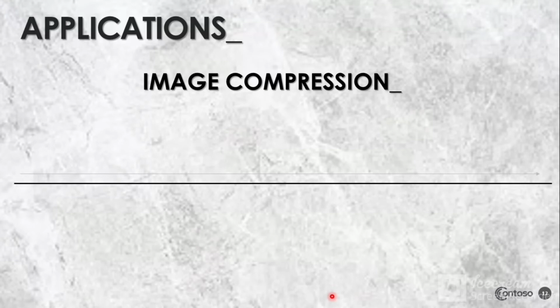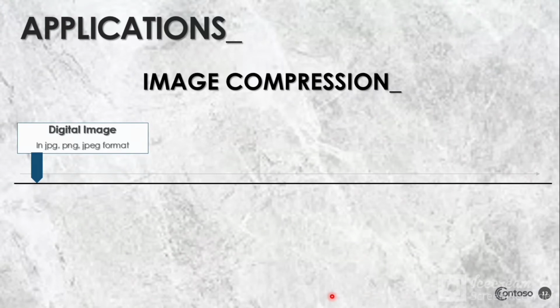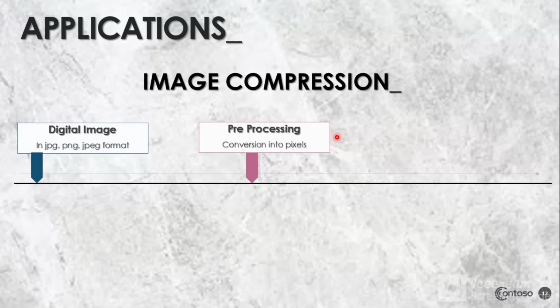Again, I have divided this whole process into certain steps so we can understand it quite easily. In the very first step, we have a digital image in any of the formats, JPG, PNG, JPEG. First of all, we will be doing its pre-processing. Pre-processing basically means to convert the image into pixels. For example, we have an 8 by 8 image and we will be converting it into pixels. That is how we can see which of the colors are repeating and how many times. From there we can get the frequencies of all the colors repeating in the whole image.